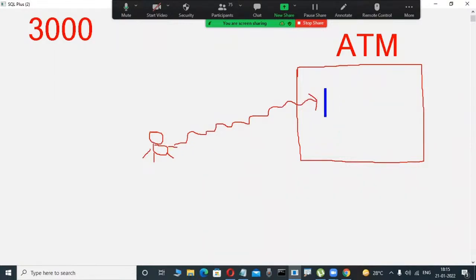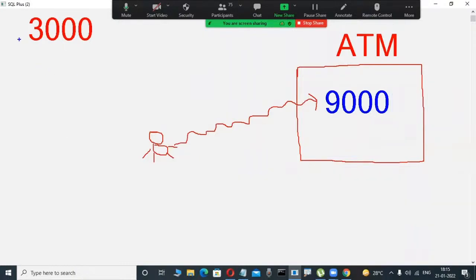Okay, fine, but my balance is only 3,000. Whenever I insert the ATM card, after that it asks me to enter the amount. In that case, unfortunately, I mentally decided to withdraw 9,000 rupees. Now, as I try to withdraw 9,000 rupees, will I get the 9,000 rupees? No.